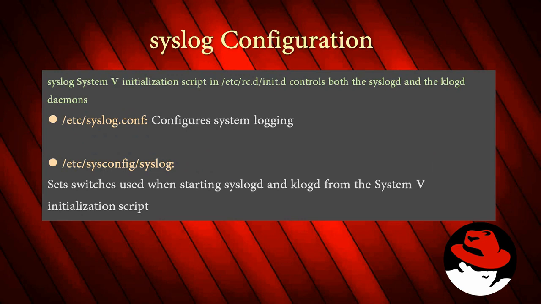The syslog.conf is used to configure system logging, and the syslog file in the sysconfig directory under /etc is used to set switches, which are used when starting the system log and kernel log from the System V initialization script.